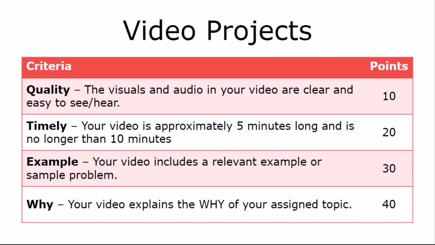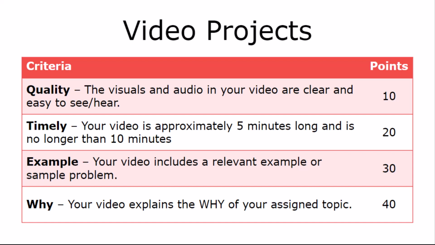And then the next criteria is that your video includes a relevant example or sample problem. So in this video, the way that I included that was with my birdhouse example, where I worked through an example of how you could find the missing side length of a right triangle, and I made it relevant by using the birdhouse example. And on some of the videos that you guys will be making, you won't necessarily be making it about a formula. And so you may come up with some other type of example or sample problem that's related to the topic you're explaining. But you should always have some type of example or sample problem in your video.